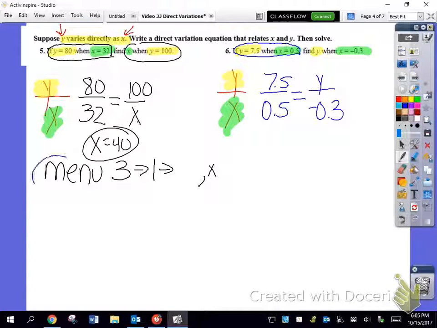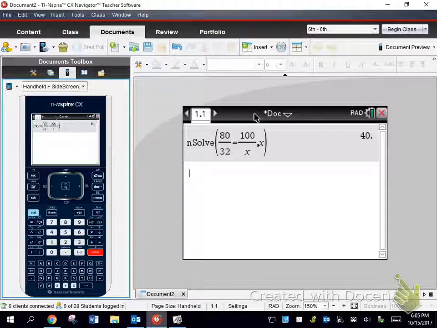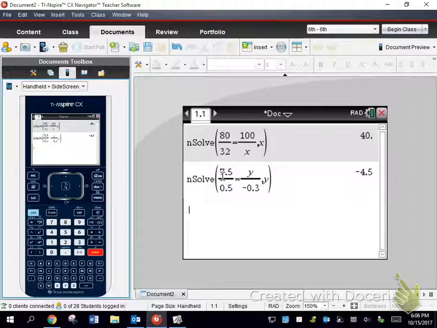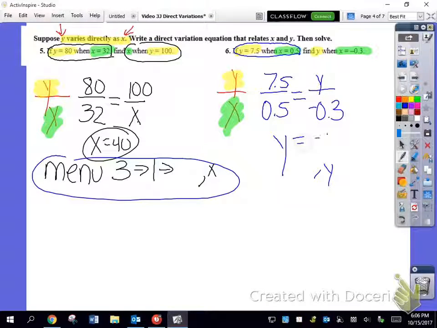So again, you're going to follow the rules. Menu 3, 1, but this time it's going to be comma y, because I'm solving for y. Okay? So menu 3, 1, and then you hit Control divide. 7.5, oops. So make sure you're in the right spot. So 7.5 over 0.5. Arrow over, hit the equal sign, Control divide, and you have y over negative 0.3. And then arrow over, hit comma, and y, and enter. So it's negative 4.5. That is your answer. Okay?